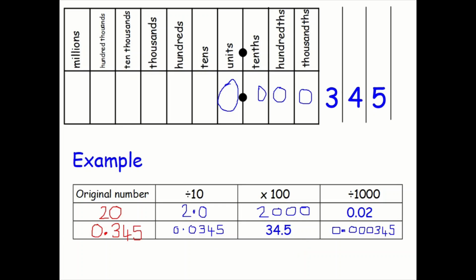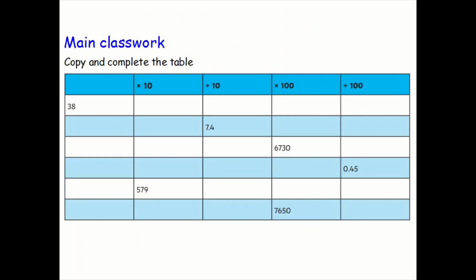Okay, so you are now going to try and do these questions. So draw out the table and fill in the gaps. So here, this is your original number column here. So this is your original number here, 38 for example, and then you're timesing it by 10 to get the number in here. You're going back to here and you're doing 38 divided by 10 to get the number here. Go back to the start here and do 38 multiplied by 100 to get the answer here, and so on. That's your main class work.